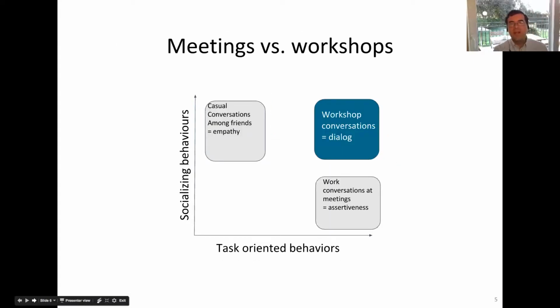Now, when we're running a workshop instead of a meeting, we are able to get both of the worlds. In a casual conversation, we normally listen carefully to what our friends are saying, so we have empathy and we understand individual needs. Whereas in work meetings, normally we tend to be too assertive and we are just focusing on task behavior. Now, a workshop is a meeting that is organized in order to accomplish true dialogue. And this is important when we're able to do both of these dimensions in a meeting.